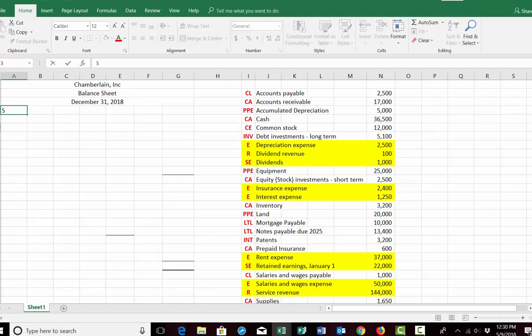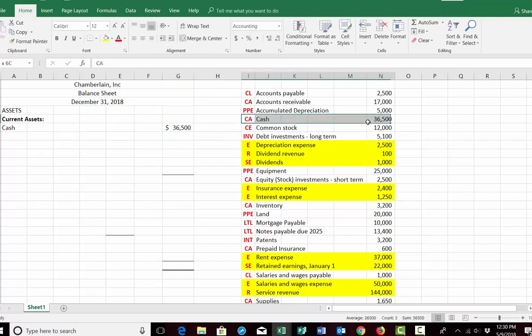So first we're going to have assets. And our first category of assets is current assets. Okay, so remember that our current assets go in order of liquidity. Our most liquid asset is always going to be cash. So we'll put our amount for cash first. And then let's highlight that so we know we took care of it.